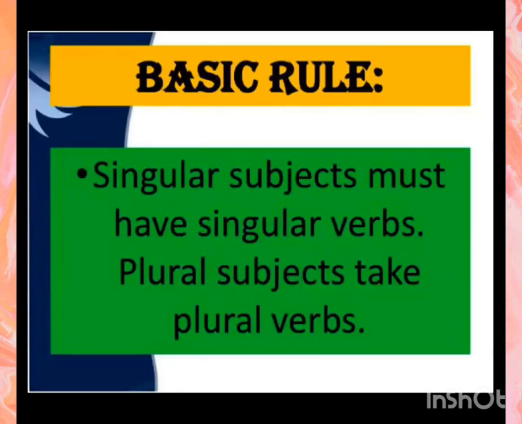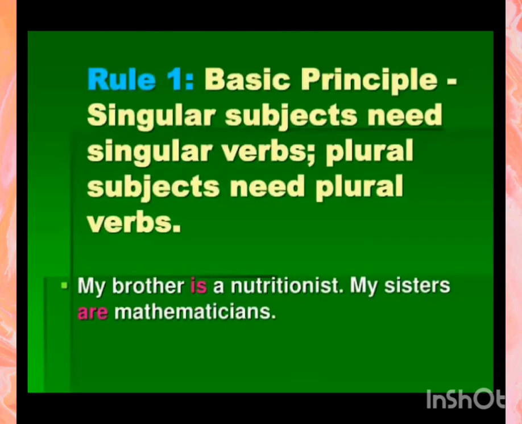Now the basic rules which we have to follow again. Singular subjects must have singular verbs and plural subjects take plural verbs. Basic principle: singular subjects need singular verbs, plural subjects need plural verbs. And the example is given here. My brother is a nutritionist. My sisters are mathematicians. So we can see that is is written here because it's only brother. And with sisters, since it's a plural noun, we have written the verb are.